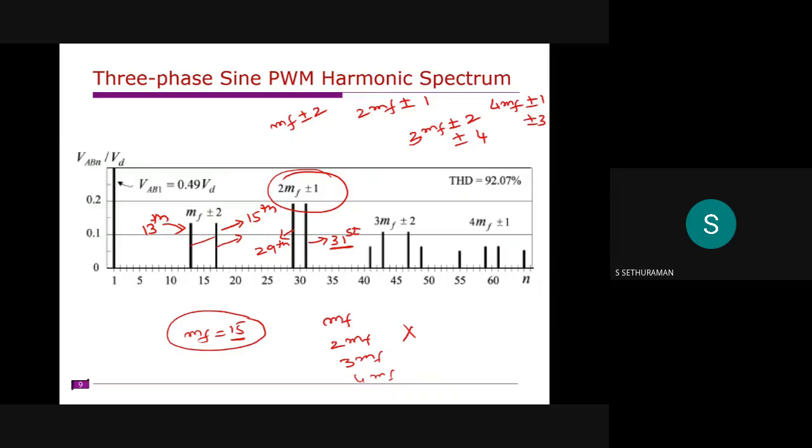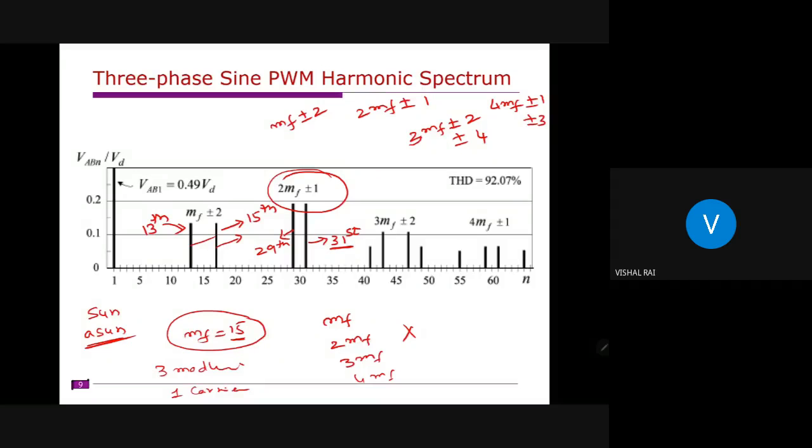So we already discussed synchronous PWM and asynchronous PWM, right? Now you have three modulating signals and one carrier.